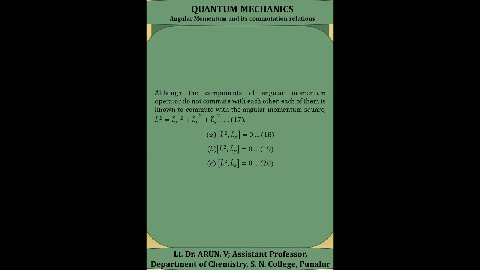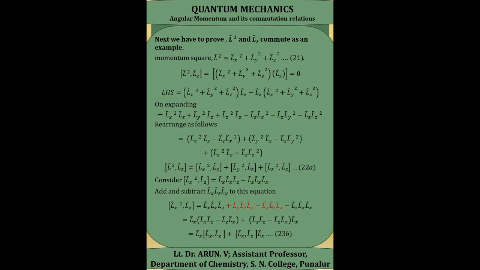Although the components of the angular momentum operator do not commute with each other, each of them is known to commute with the square of the total angular momentum. The total angular momentum is given by L² equal to Lx² plus Ly² plus Lz², all in terms of operators. We can show that the commutator of L² and Lx is equal to 0, L² and Ly is equal to 0, and L² and Lz is equal to 0.